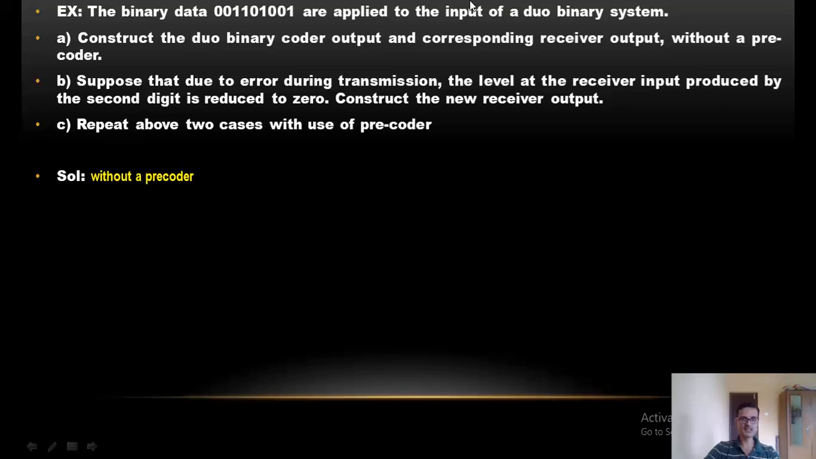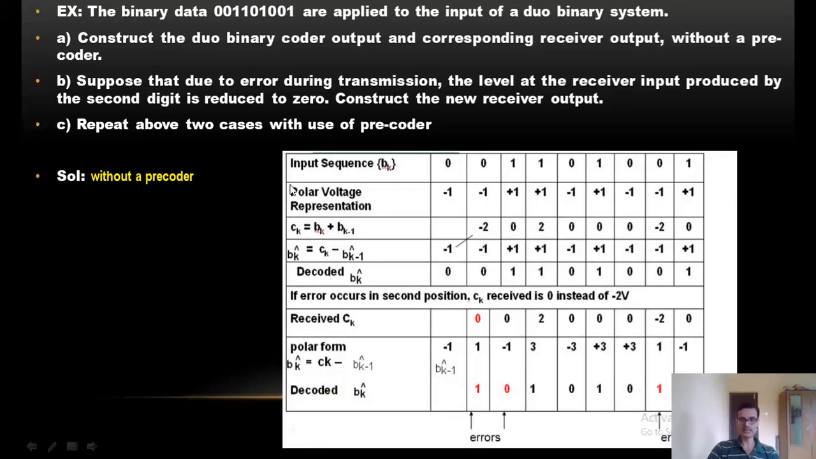So for this particular example, without precoder, this is what I'll get. Now suppose this bit is in error. Error actually propagates to multiple bits. This is what I have shown. Try to write this table on your own for this particular example. Then create the error: the second bit is in error. So what will be the consequence on the other bits? That's what we have to check.